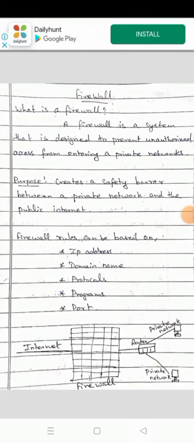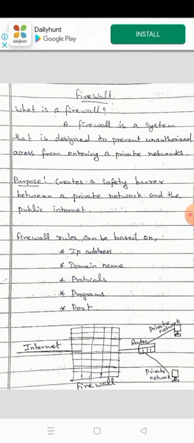Hi everyone. Today we are going to see the topic of firewall. A firewall is a system that is designed to prevent unauthorized access from entering a private network. That means unauthorized people from outside the system who try to hack our system can't hack it.